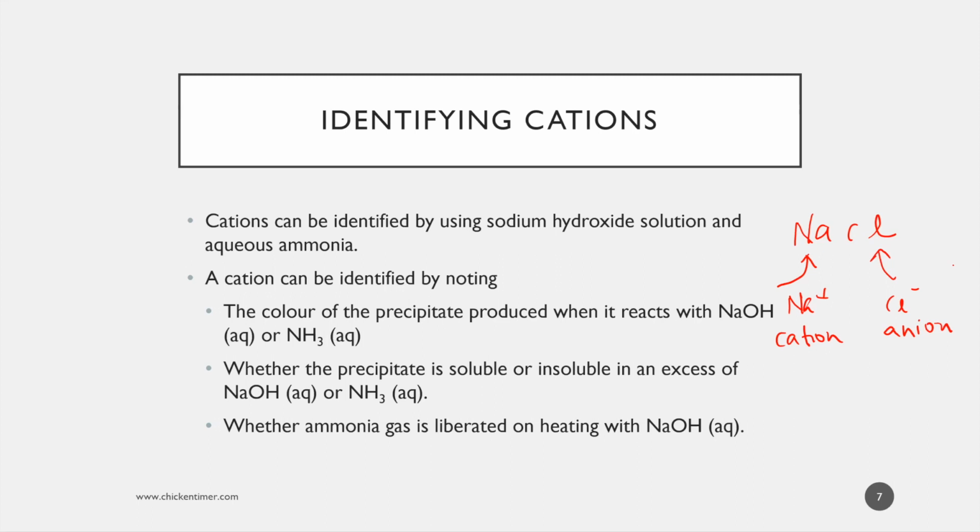In QA, they want you to identify the cation and the anion. So the cation test is basically adding sodium hydroxide and aqueous ammonia. Then from there, you will identify the solubility, whether there's a precipitate, that's one. Two is whether the precipitate is soluble or insoluble when you add excess NaOH or ammonia. Then color, I said already, color must be noted.